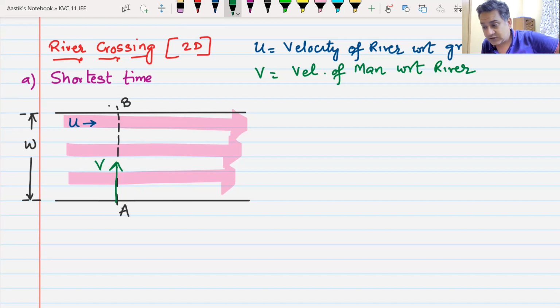To cross the river in the shortest possible time, the condition is very simple. What is the condition? You must remember this. What is the condition to cross the river in the shortest possible time? The condition is right now on your board. What is the condition? You must swim.